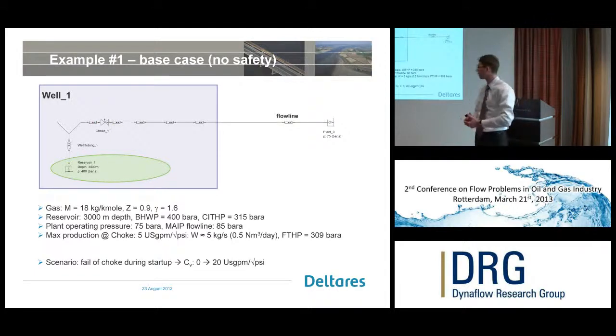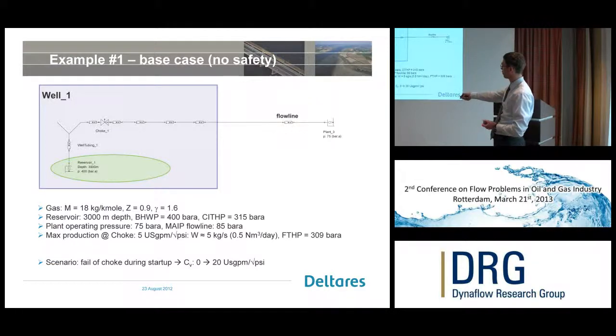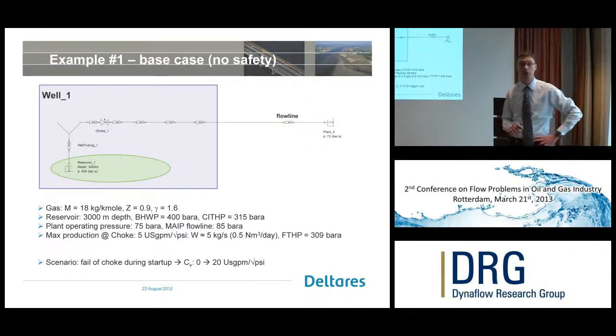These are just numbers which I figured out. The maximum production of my choke is when the choke is at a CV of 5 US gallon per minute per square root psi, and it results in a mass flow of 5 kilogram per second. For oil and gas, that's about half a normal cubic meter per day. It should be million actually, so I forgot a small factor. And that results in a flowing tubing head pressure of 309 bara. So that's quite close to the closed-in tubing head pressure.